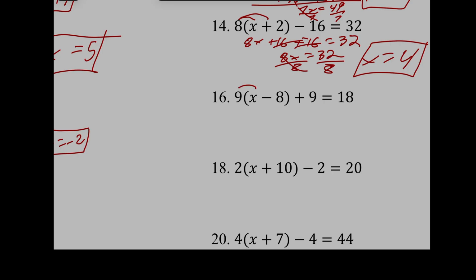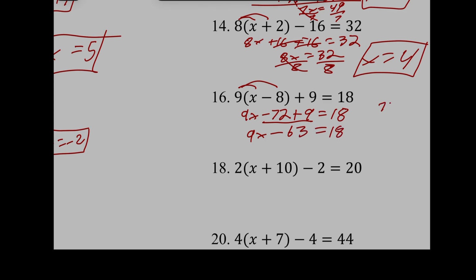I'm going to distribute the 9 across both of these, okay? So now I'm going to go 9 times x is 9x. 9 times negative 8 is negative 72. Plus 9 equals 18. I'm just copying. Now look at these. Like terms, I've got to combine them. 9x minus, what is 72 minus 9? That would be a 63 equals 18.